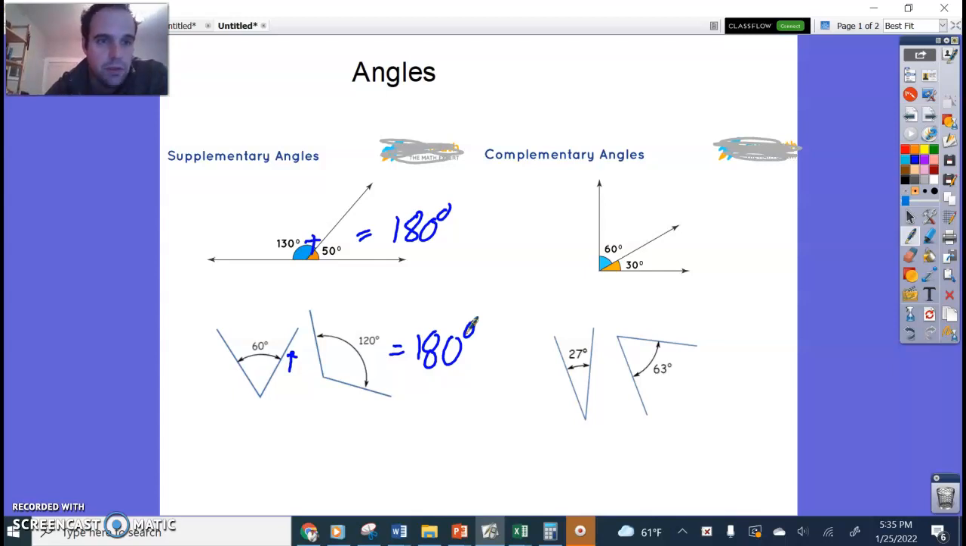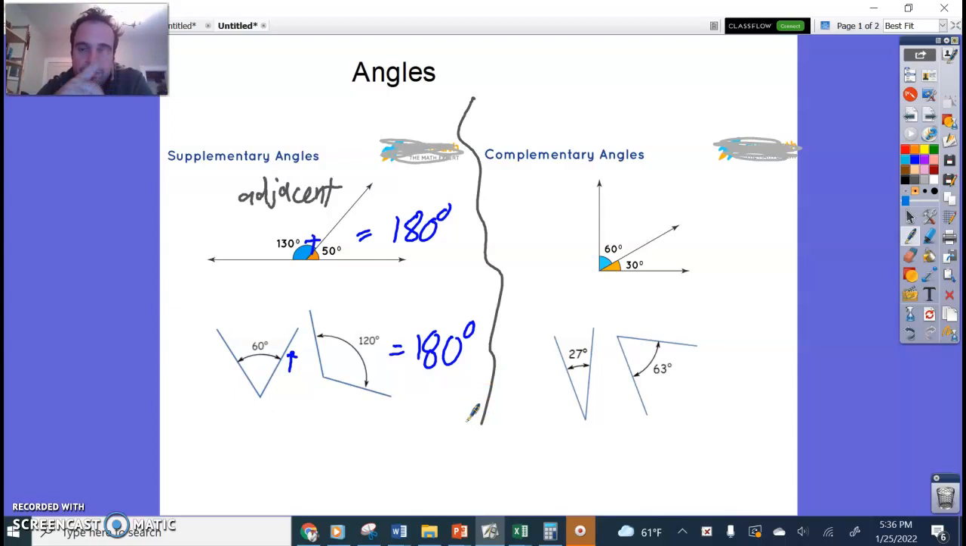Now, the difference between those two sets: the top one, if you notice, these two angles share a common line. They share this one. By having that common line, this makes these two angles also adjacent, and that word is spelled like so. They are adjacent, meaning they share a line. They are next to each other. The two angles at the bottom are supplementary, they add up to 180, but they are not adjacent. They're not sharing a line. They're not touching. Okay, so that's what supplementary is. We'll go over some examples of that in a second.